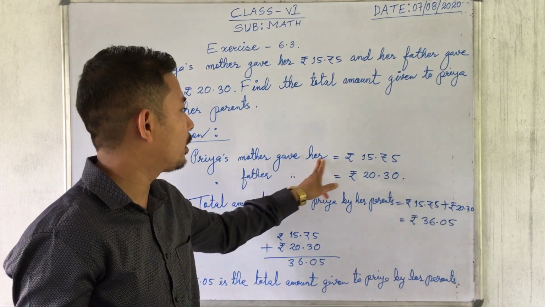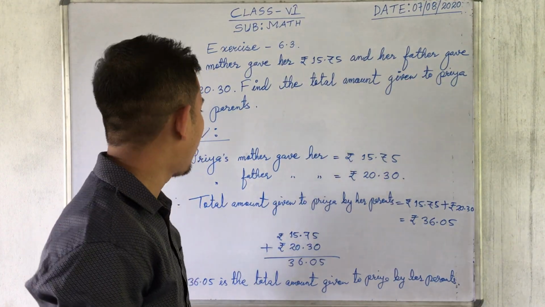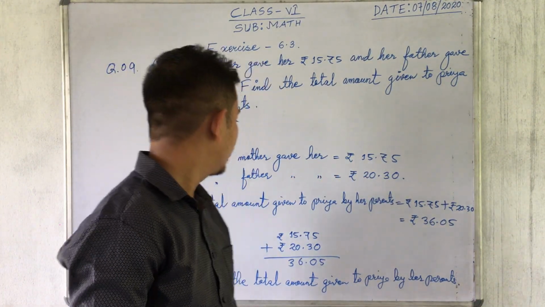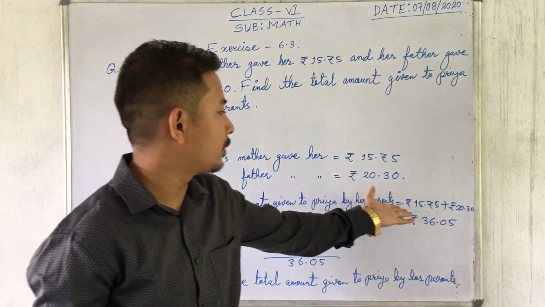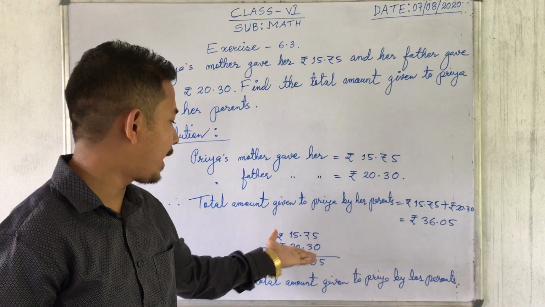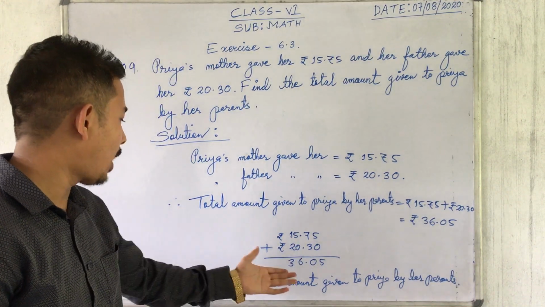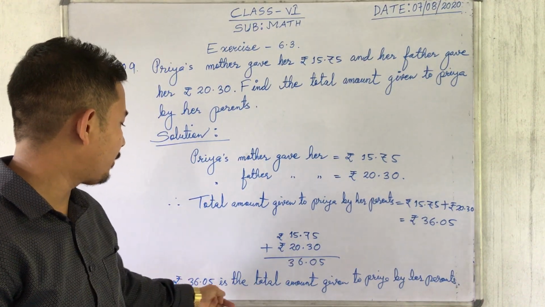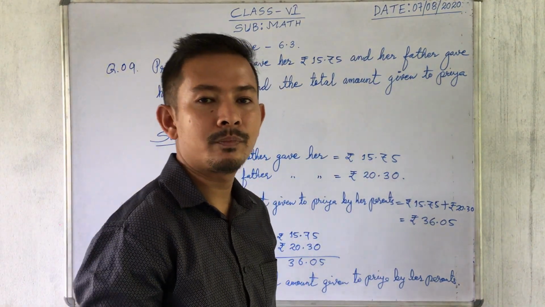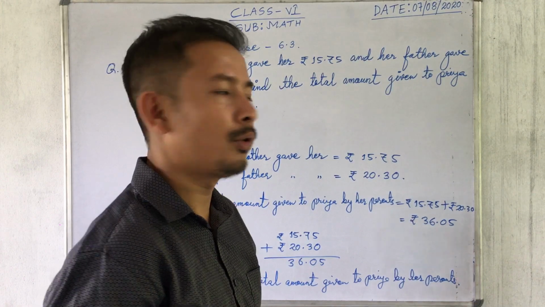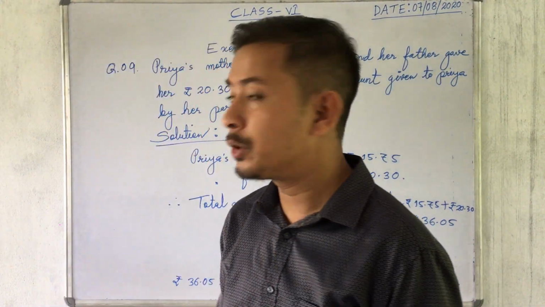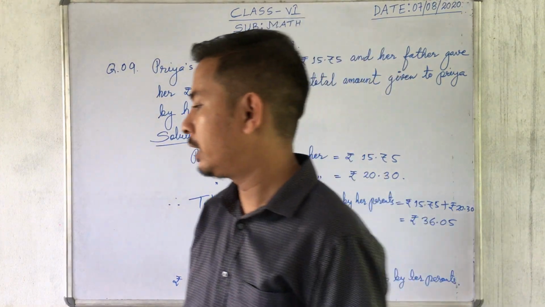Priya's mother gave her rupees 15.75 and her father gave her rupees 20.30 rupees, isn't it? So the total amount, this way you have to add, and you have to show here as well. Okay, how to add, and after that, finally you have to write 36.05 rupees is the total amount given to Priya by her parents. Understood? Okay. So this is question number 9, and I am doing question number 10 also.